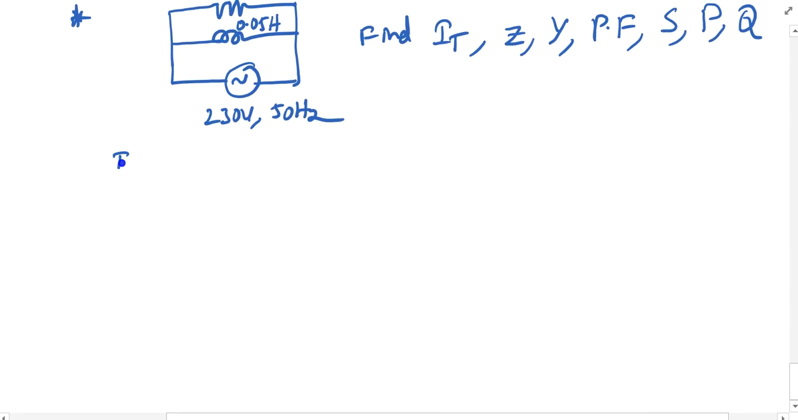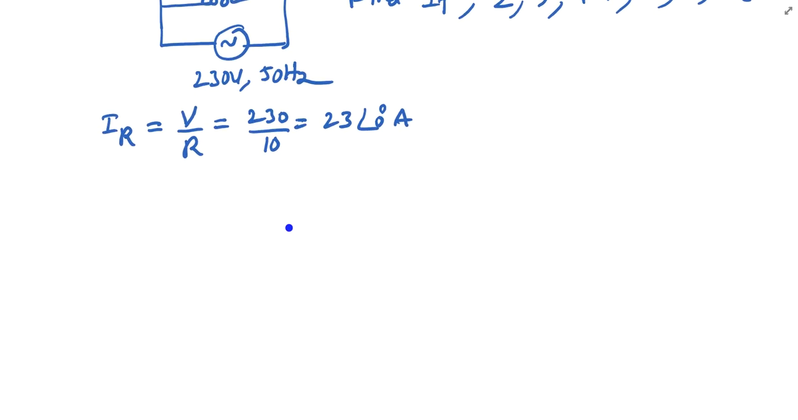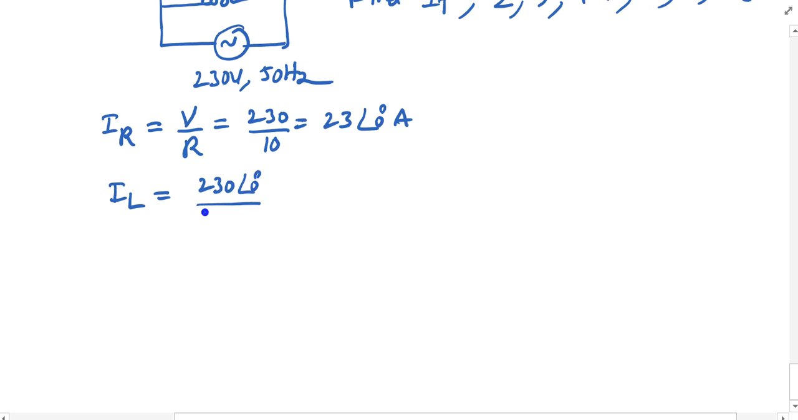If you want to find IR, this is nothing but V by R. So 230 by 10, you get 23 at 0 angle amperes. If you want to find IL, it is again 230 volt at 0 angle by XL. I have to convert the henries into XL, that is 2 pi f L, which gives me the XL value.